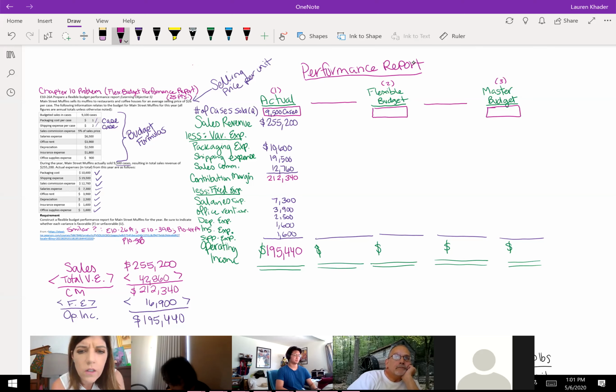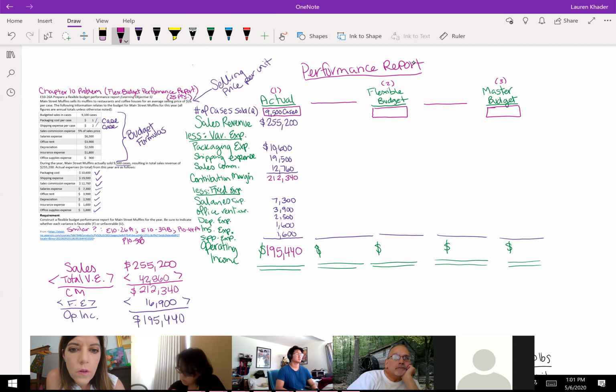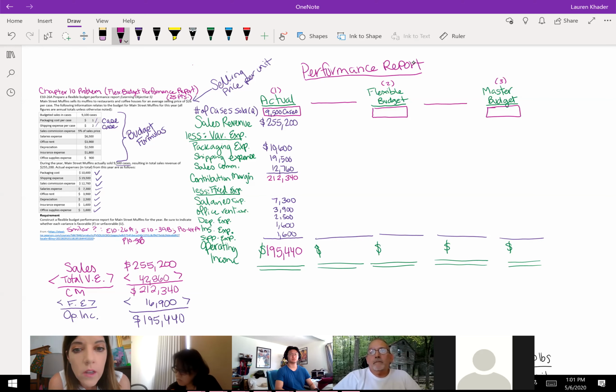I'm using a different color for contribution margin and operating income because those are two numbers in that column that you had to calculate. In this particular case, since they didn't give you the master budget in the income statement format, they just gave you the formulas, you can create the flexible budget first or the master budget first. It doesn't matter which one you choose.